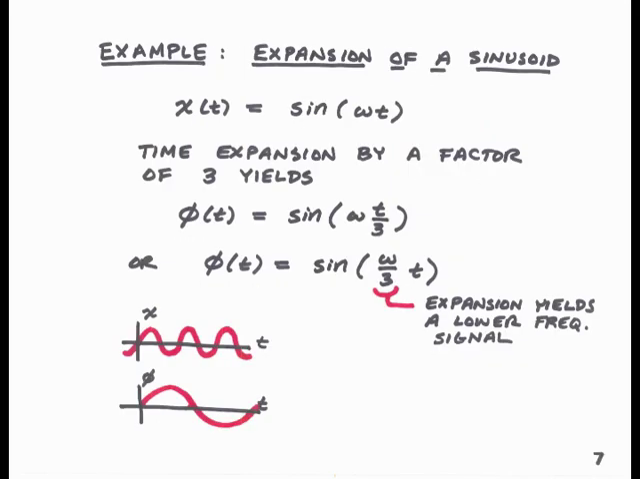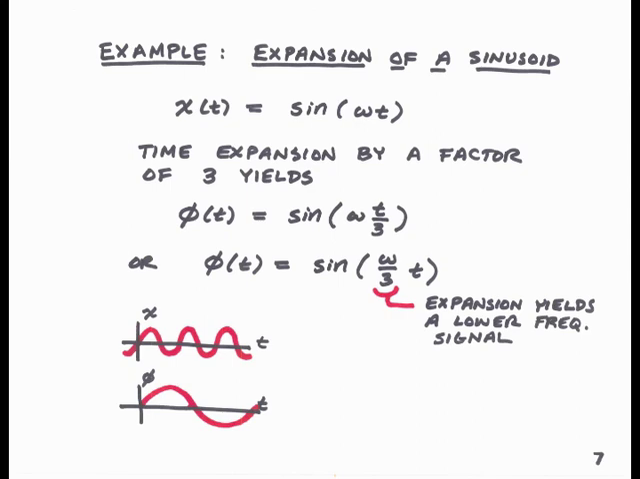Let's look at an example where we do expansion of a sinusoid. We'll start with signal x of t, which is a sine wave at frequency omega. And I'll point out that this sine wave is non-zero for both positive and negative values of time. So this is not the causal sine wave that we saw before, where the sine function was being multiplied by u of t. Now we'll do a time expansion of this to find a new signal, and this time expansion will be by a factor of 3.